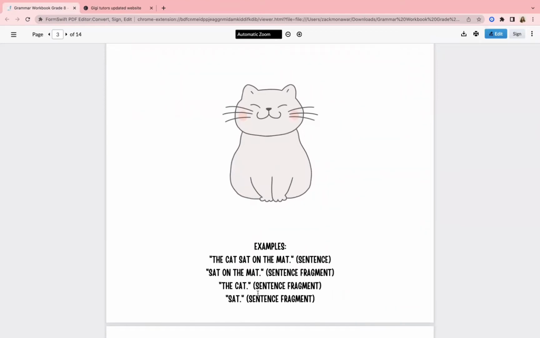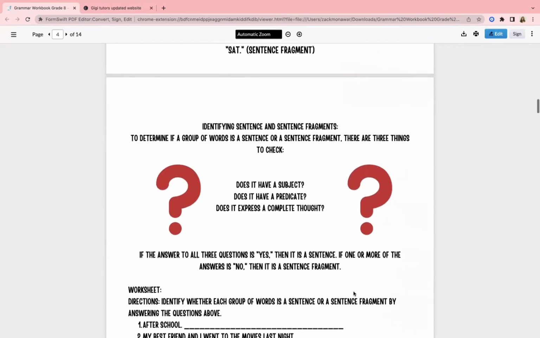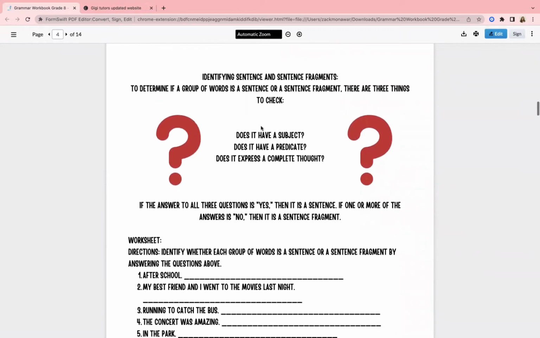So our examples are, the cat sat on the mat. That's a sentence. Sat on the mat is a sentence fragment because it does not have a complete thought. Who sat on the mat? Now we're going to identify sentences and sentence fragments.